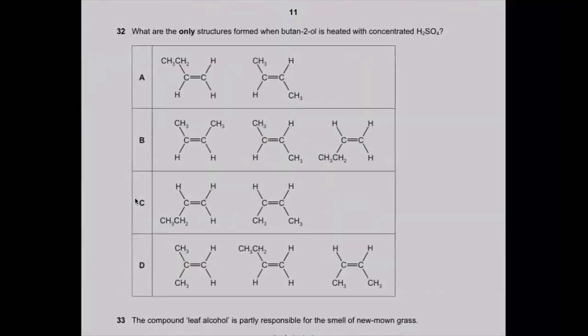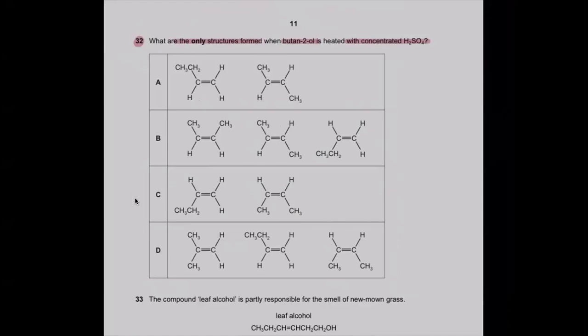Now, MCQ number 32. What are the only structures formed when butan-2-ol is heated with concentrated sulfuric acid? Okay. So butan-2-ol, which means 1, 2, 3, 4, OH. So it is going to form this one and this one. So this one can be this one, or this one can be like this. So it means this one is here, this one is here, and this one is here.